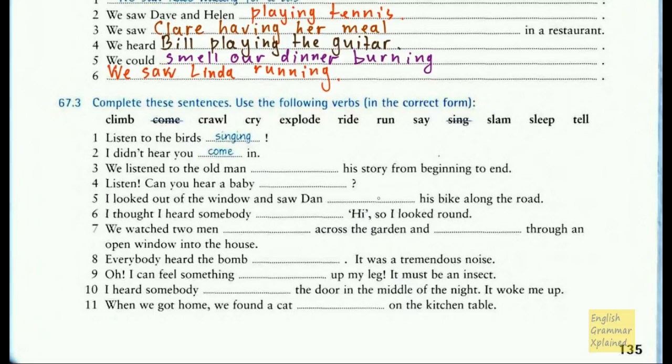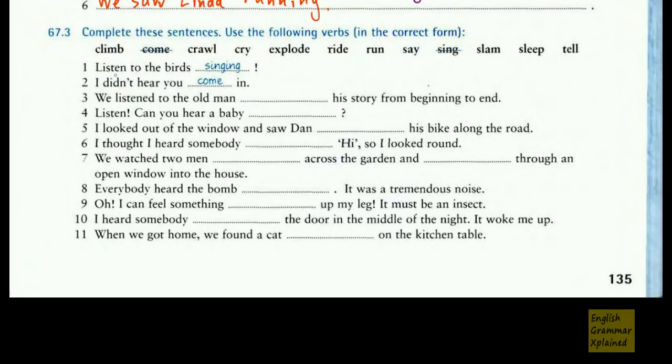Grammar in Use. Quite an old book, but I like it. This is exercise number 3, unit number 67. Complete the sentences, use the following verbs in the correct form. So, here we use a complex object in every sentence. Complex object can be with full infinitive or with bare infinitive, or it can even be with present participle, the ing form. So, let's start.